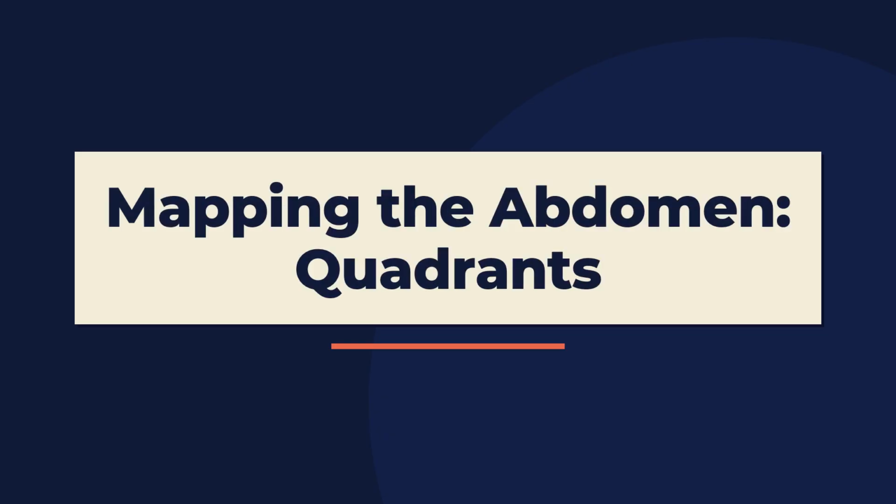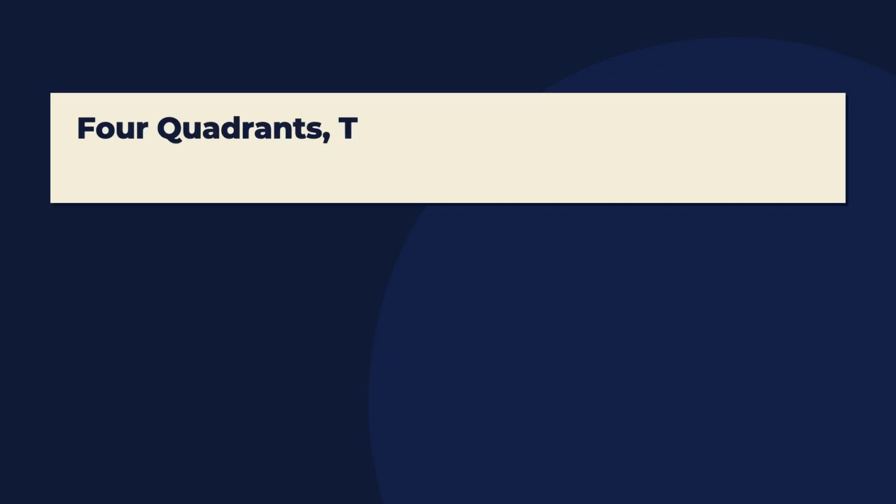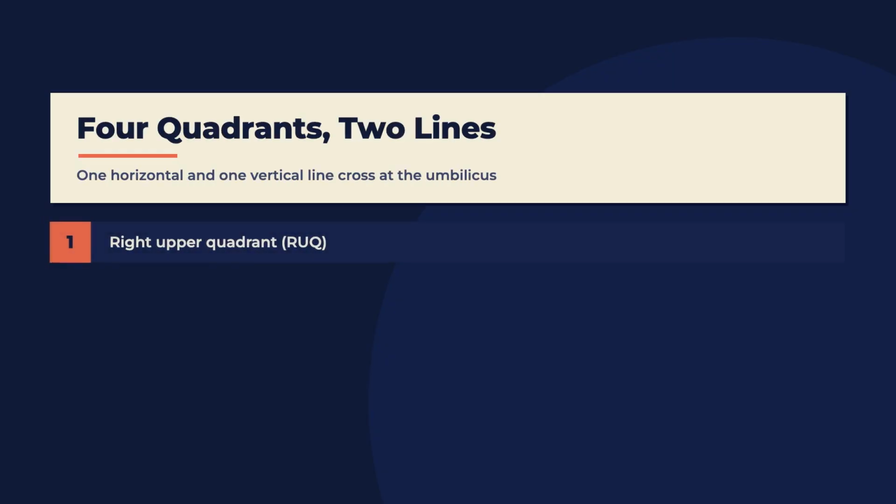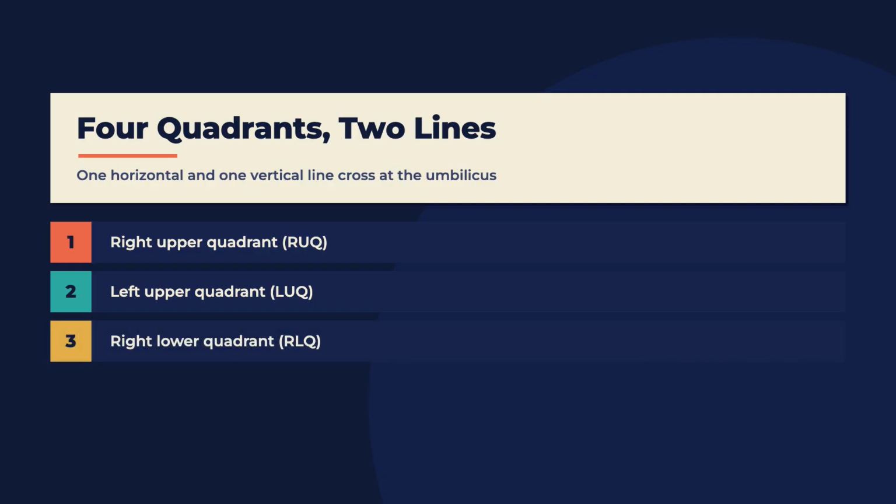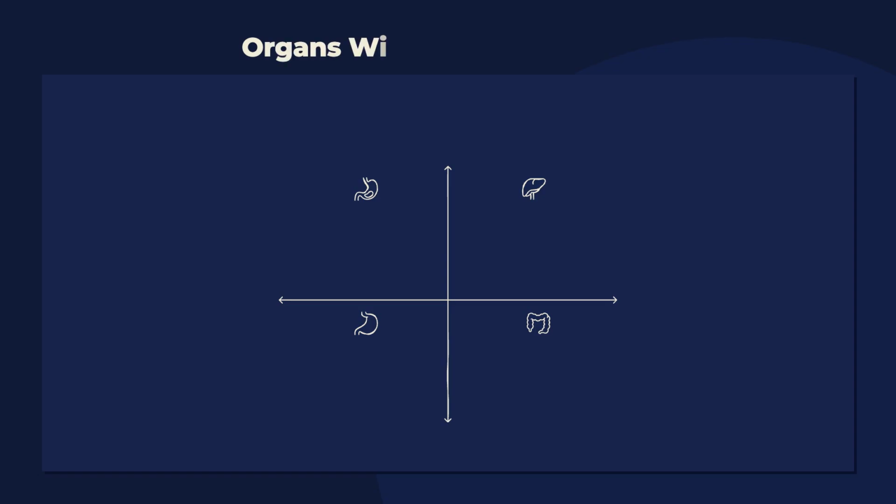When a patient points to their abdomen, a clinician needs to translate that spot into a list of likely organs, fast. That's the entire purpose of the 4-quadrant system. 2 lines intersect at the belly button, splitting the abdomen into 4 zones: the right upper, left upper, right lower, and left lower quadrants. 2 lines, 4 names, no ambiguity. That's exactly why this system dominates emergency settings.